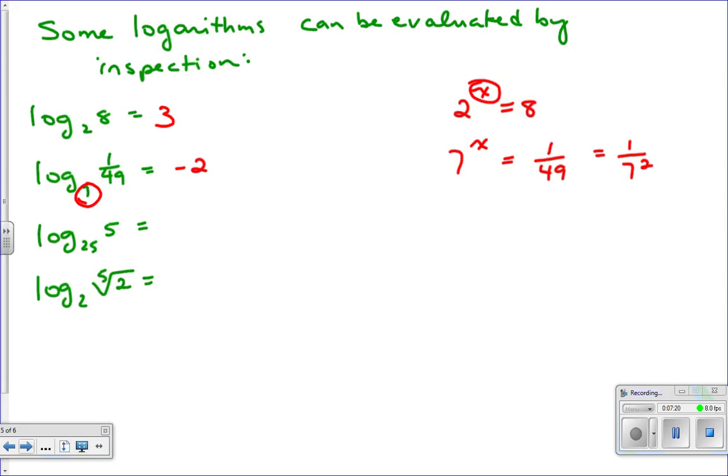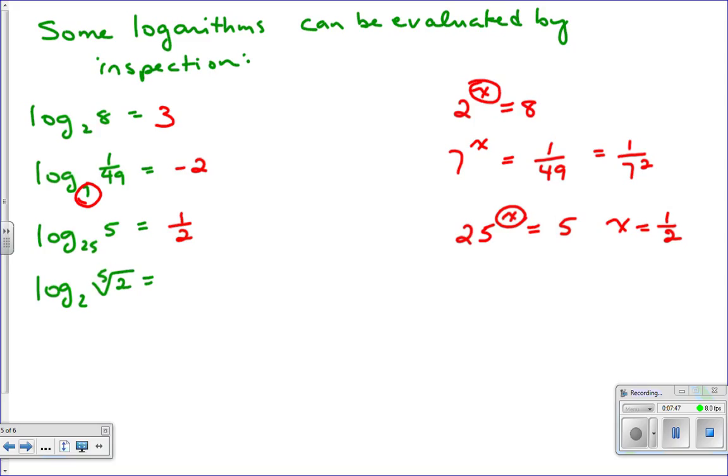The log base 25 of 5. And don't get tricked here, because it's not 5 squared equals 25, but 25 to what power gives us 5. And since 5 is the square root, we can see that the value of x is 1/2, where a square root is equal to the power of 1/2. So the answer to this one is 1/2.